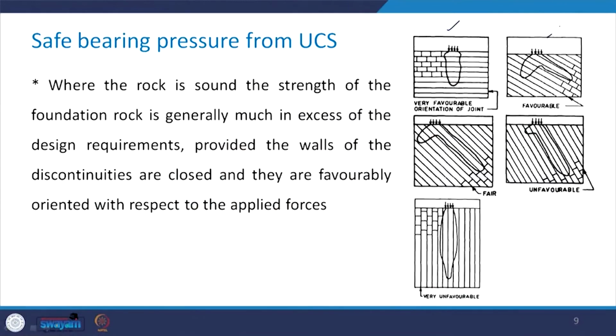Provided the walls of the discontinuities are closed and these discontinuities are favorably oriented with respect to the applied forces. Now, when I say whether these are favorably oriented or unfavorably oriented, I explained this with the help of these figures. So, take a look once again and then you will be able to appreciate how the orientation of the discontinuities can be very favorable, favorable, fair, unfavorable or very unfavorable as far as the placement of the footing on such types of rock masses is concerned.